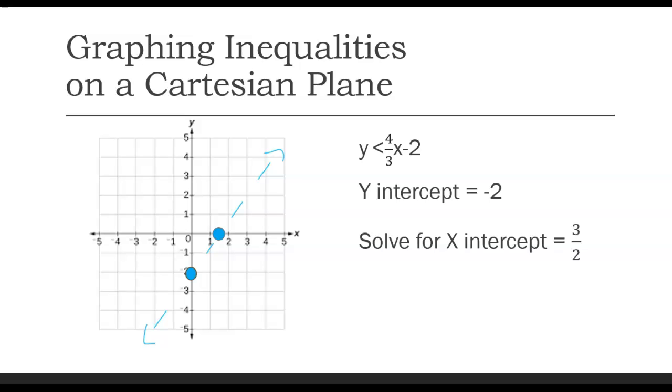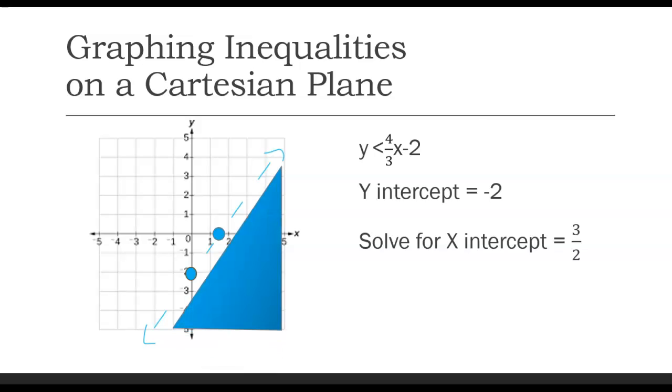Notice here that this was graphed with a dotted line and not a solid line as the last example was. This is because our inequality sign is less than, but it does not have the equal to sign as well. This is because all the solutions on the line cannot be included. Our next step is to look for all the solutions that can be included either above or below the line. Since y is less than, we will include all the solutions below the line.